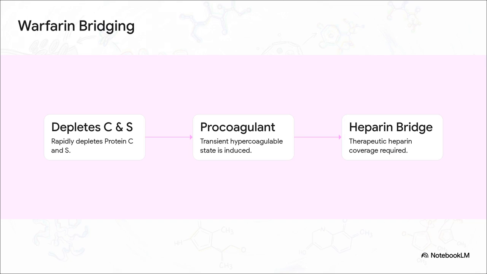Here's how it works. Warfarin administration rapidly depletes the anticoagulant protein C and S way before it knocks out the procoagulant factors like II, VII, IX, and X. This mismatch induces a transient, paradoxical hypercoagulable state. Because of this, immediate therapeutic heparin coverage is strictly required. If you don't bridge, you risk devastating thrombotic complications like skin necrosis.